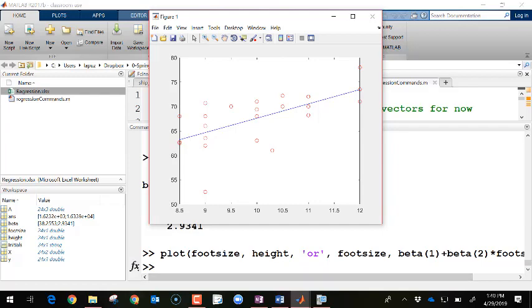Who's down here? So this one had a foot size of 9 and a height of about 52 inches. I was adding in my head, so it could be wrong.